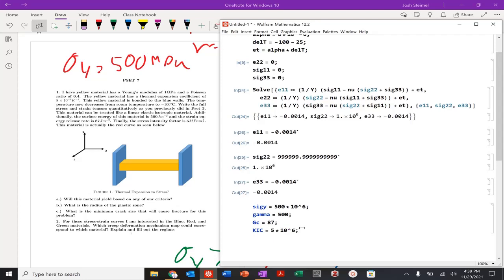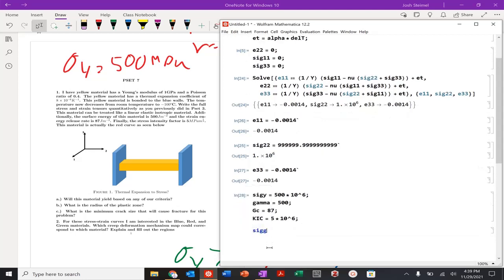Fantastic, so I've got those values, and now I'm asked, will this material yield based on any of our criteria? If I'm just looking at general yielding, what criteria should we pick? Ranking? No. We need to make sure our sigma 1 minus sigma 3, which is basically sig22, is it greater than sig y? Nope, so it should not yield.